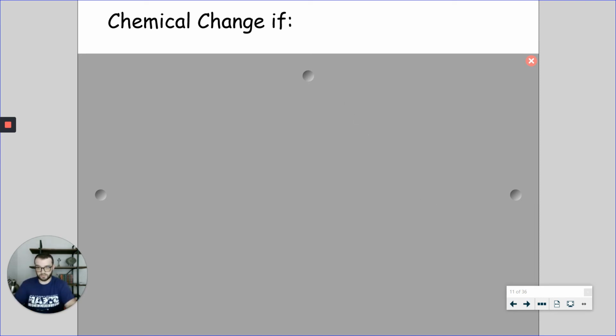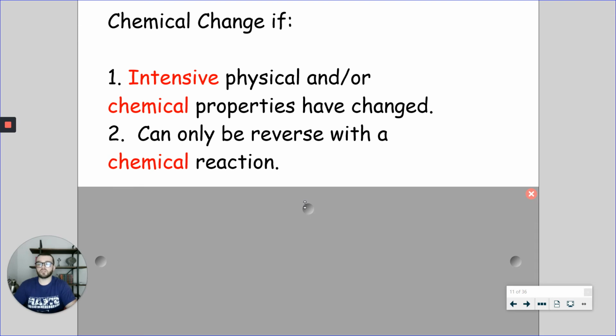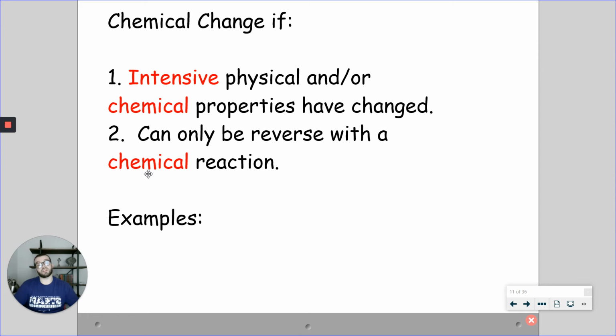Let's look at chemical changes. A chemical change occurs whenever the intensive physical and or chemical properties have changed. It can only be reversed with a chemical reaction. So examples. When I think of chemical reactions, I think of stuff blowing up. Boom. I think of stuff that is burning or on fire. I think of anything that's rusting. Those are irreversible processes.